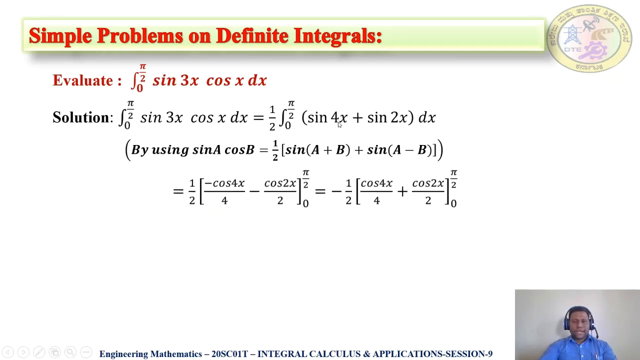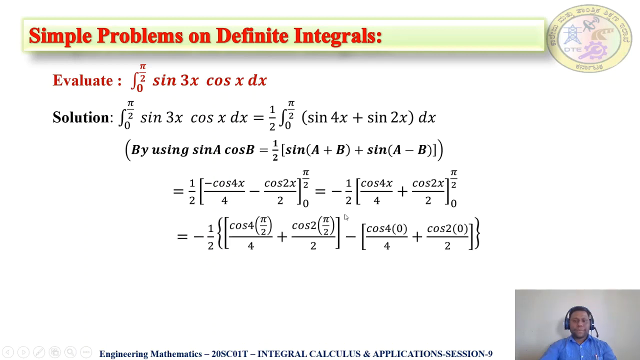Integration of sin 4x is minus cos 4x divided by 4. Integration of sin 2x is minus cos 2x divided by 2. That is well known. Now between the limits 0 to pi by 2, 1 by 2 you can keep, and the minus is there, so you can take it outside: minus 1 by 2 times cos 4x by 4 plus cos 2x by 2 between the limits 0 to pi by 2.